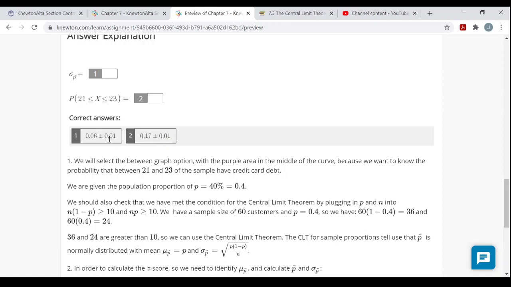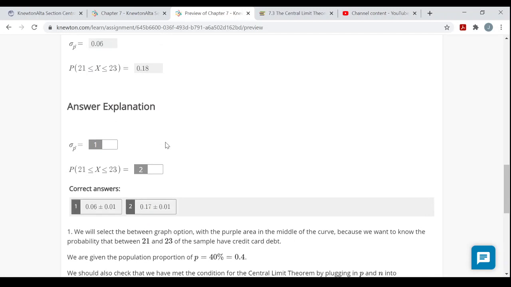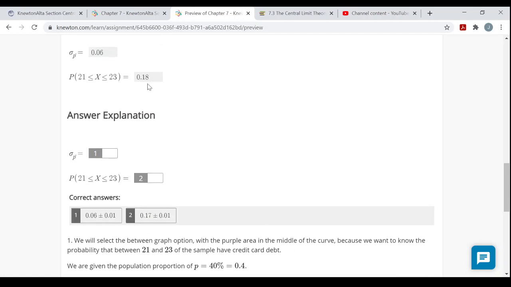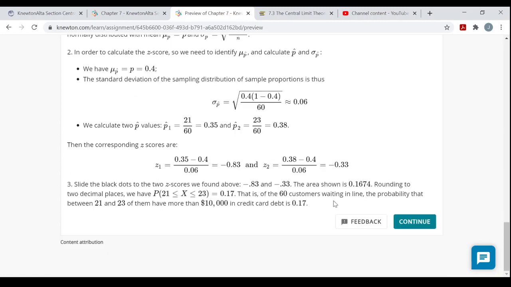Again, you do not need to write the plus or minus 0.01. That's just kind of their tolerance. So if I put in 0.17, it would have been fine as well. 0.16 would have been fine because it's 0.17, give or take 100th. So that's why 0.18 counted here. So yeah, some answers have tolerances and other answers don't for some reason, but it worked out this way here.